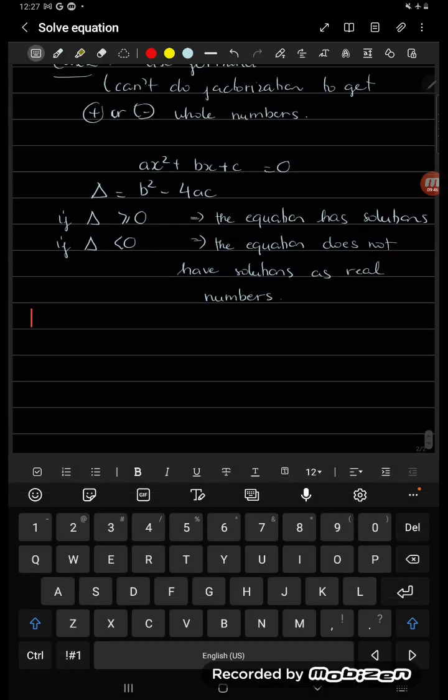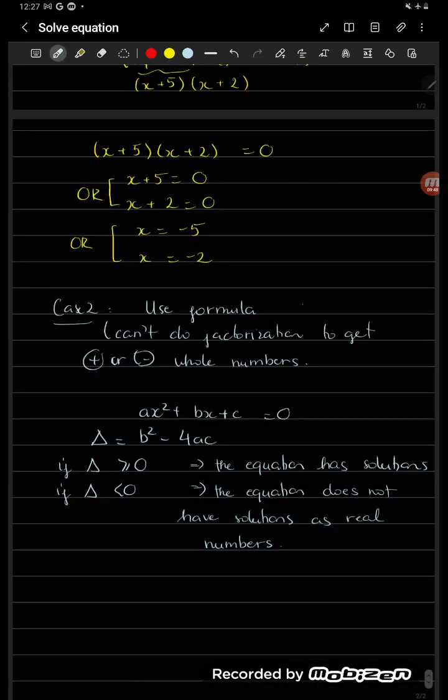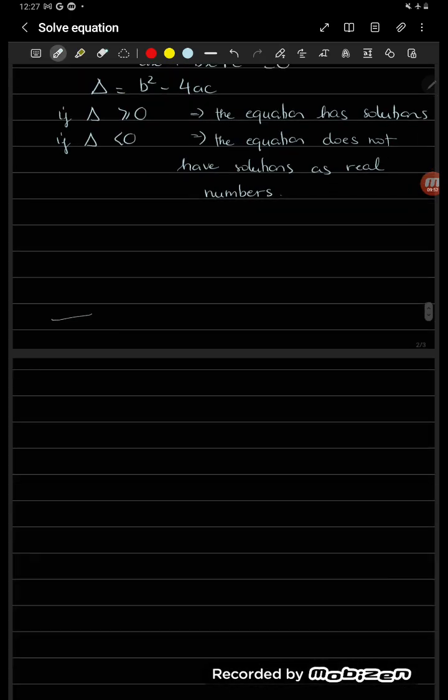Okay, so we have two cases. Whenever you calculate delta, you can tell right away whether the equation has a solution or not. There's another way, which is completing the square, but we'll talk about it later in a different lecture.